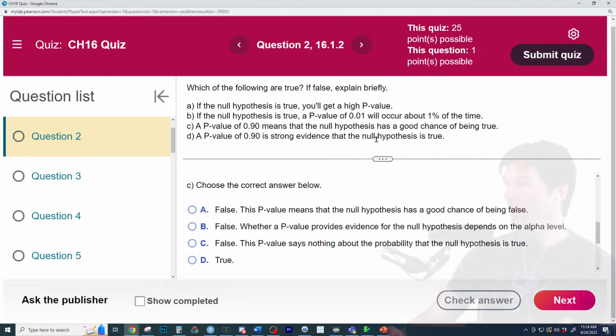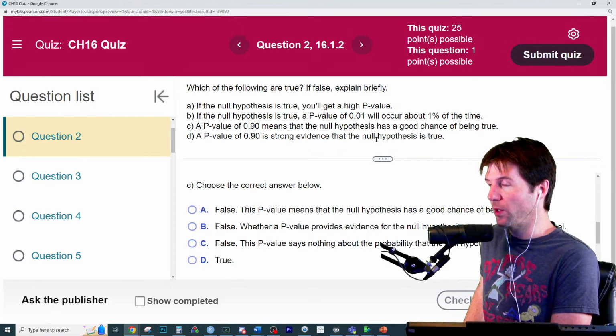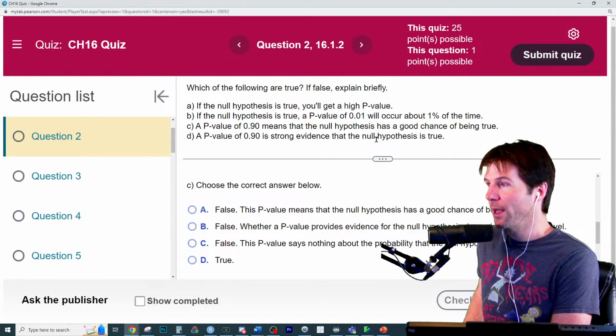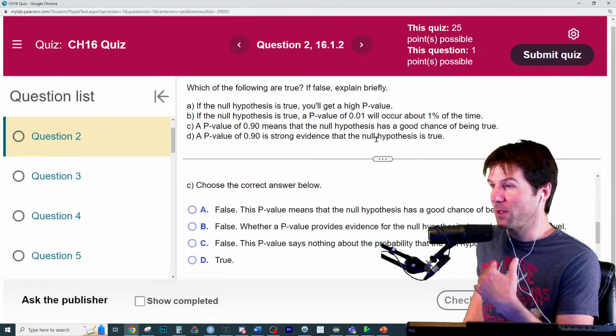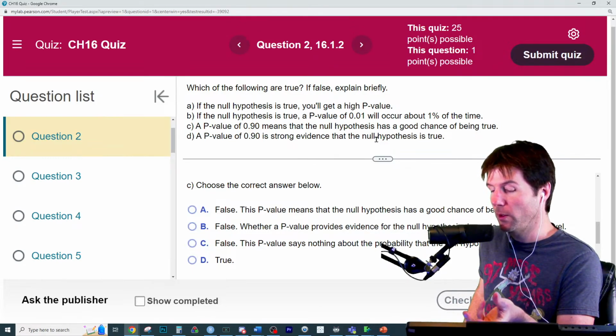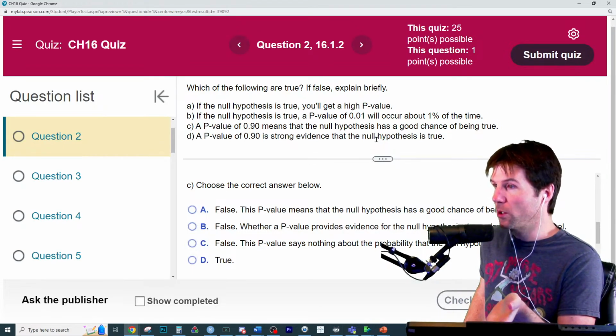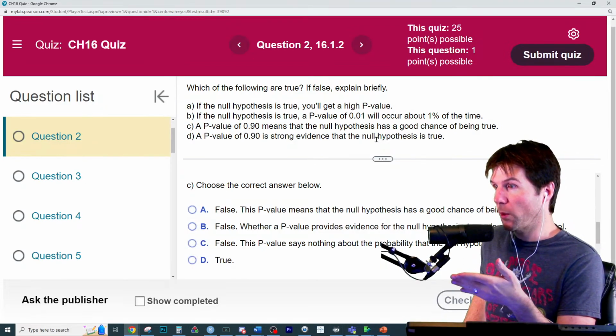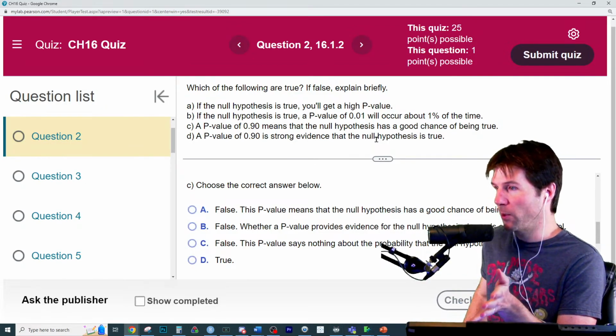Well, remember, the p-value is the probability of our results or results more extreme happening by random chance given the null is true. It means we saw something that was likely to occur given the null is true. So if the null is true, this result or a result more extreme than it would occur 90% of the time.